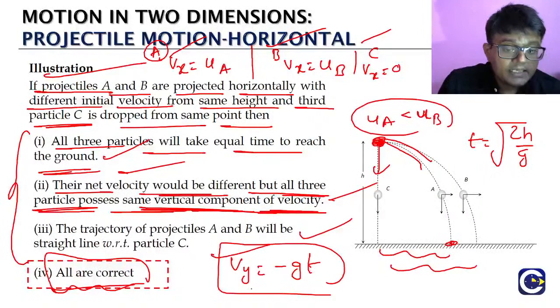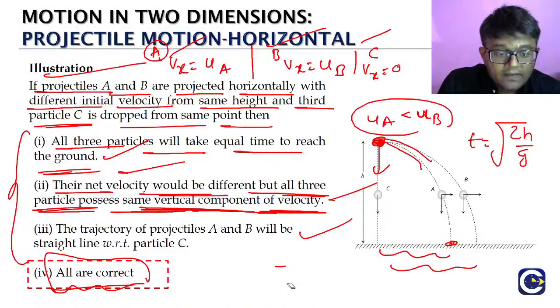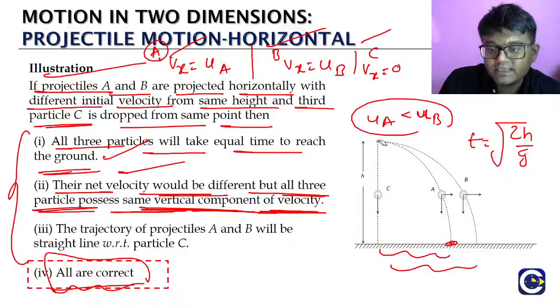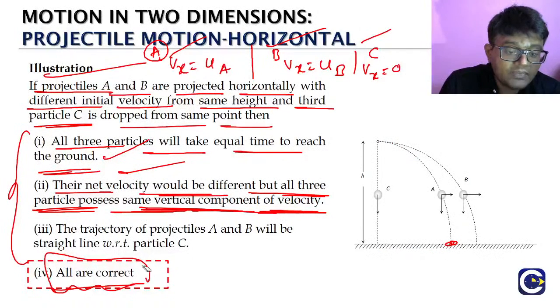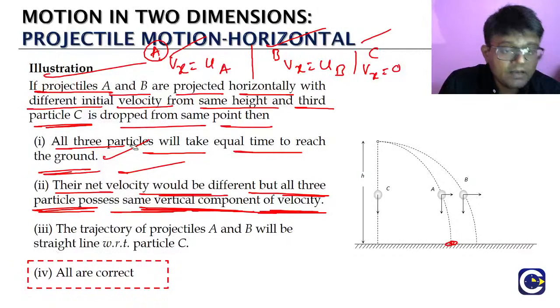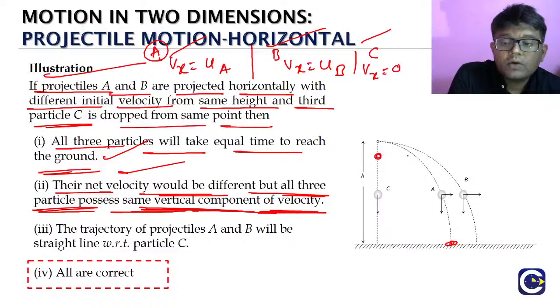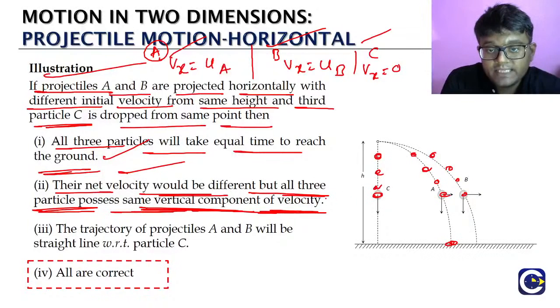Look at this. The trajectory of particles A and B will be a straight line with respect to particle C. Interesting one. What is it? They are talking about the trajectories. What they are saying is that the trajectory of the particles A and B will be a straight line with respect to the particle C. Now the thing is, they are going to come down with the same velocities vertically. At any point you see, they will be at the same vertical height.